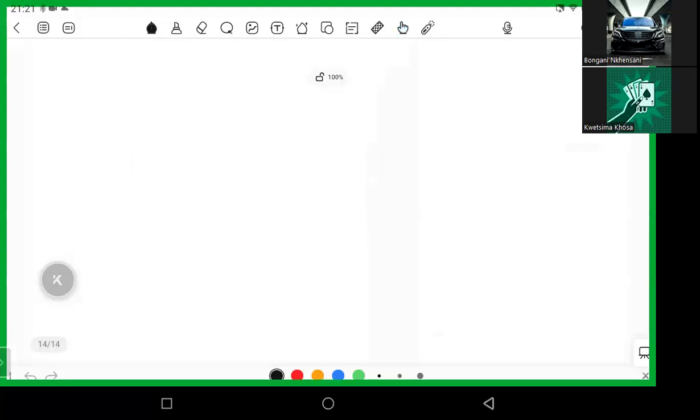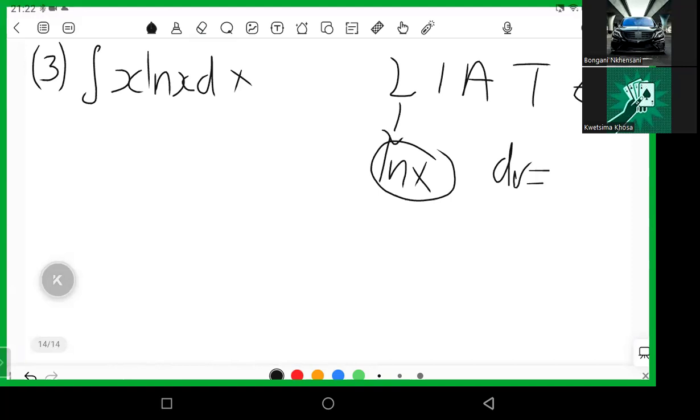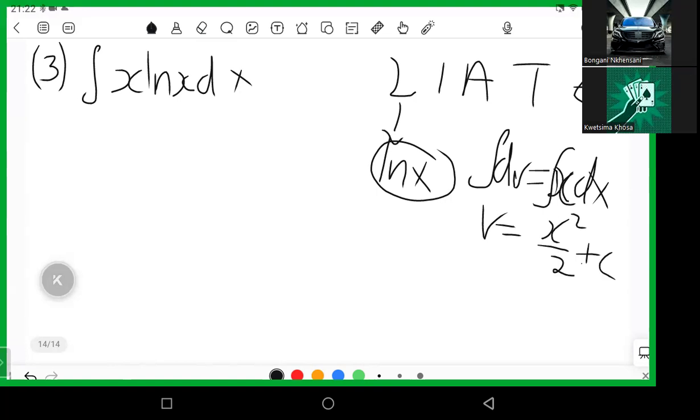Now let's say we're having the integral of x times ln of x dx. So again, we're going to use the acronym. So obviously here we have a logarithmic, which is ln x. So it's going to be our u. And then the dv, we know it's going to be x dx. Then you just integrate. We'll have v being equal to x squared over 2, right, plus c. So this one will be our v.